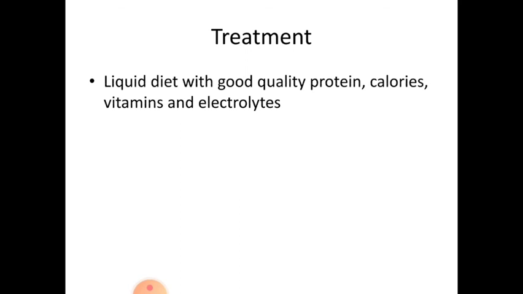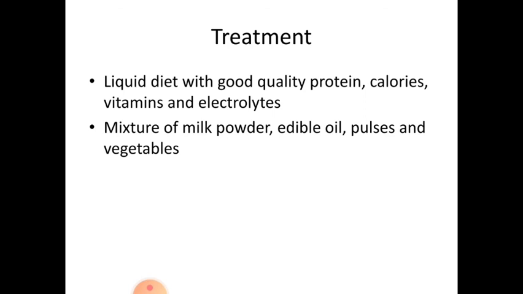Now, we will discuss the treatment of the above discussed diseases. To overcome the problems, the children must be supplied with a liquid diet of good quality protein, calories, vitamins, and electrolytes, but it should be given slowly to the child. If the child can tolerate the fat, a mixture of milk powder, edible oil, pulses, and vegetables should be given. It is also safe to use sterilized bottles for feeding the child.